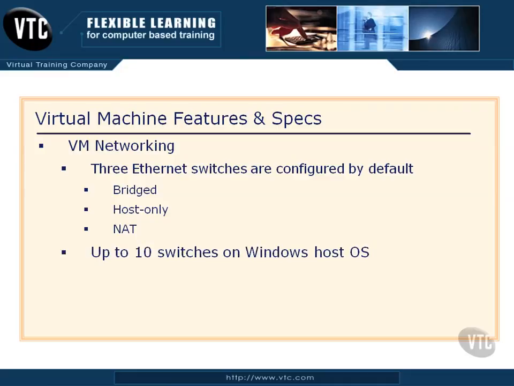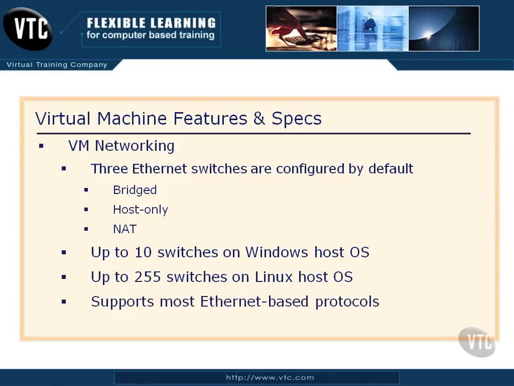Now, you can set up to 10 switches on a Windows host operating system. So if you're running on a Windows host OS, you get 10 switches. If you've installed VMware Workstation on a Linux host, notice up to 255 switches can be built. Now, when you're working with these switches, it supports most Ethernet-based protocols. Of course, we're talking about everybody's favorite TCP/IP, NetBEUI, Novell's NetWare, and the bottom line is pretty much if it's an Ethernet-based protocol that's being used anywhere else, you're probably going to be able to use it in the virtual machine.